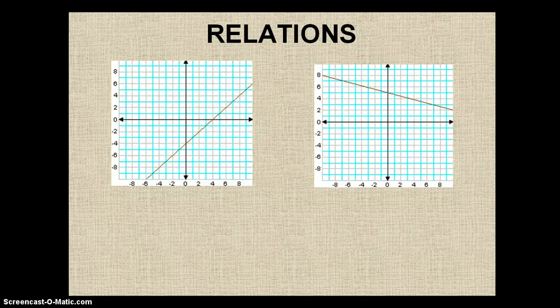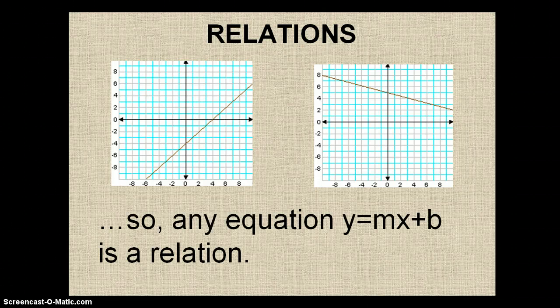Let's take a look at two pictures of lines, or two graphs rather. We have a positive slope, we have a negative slope. Either way, they are created by a set of ordered pairs forming that line. So any line has many points, therefore any line with the equation y equals mx plus b is considered a relation.